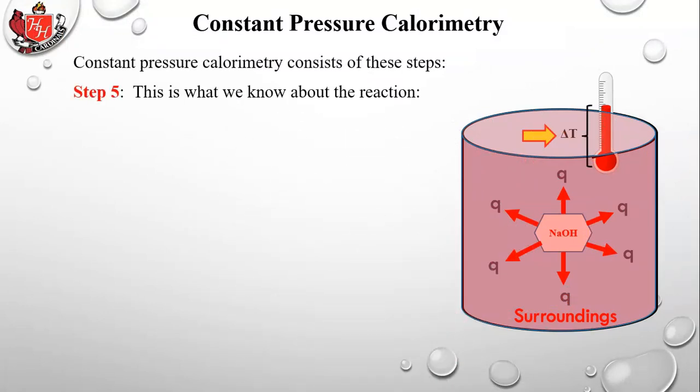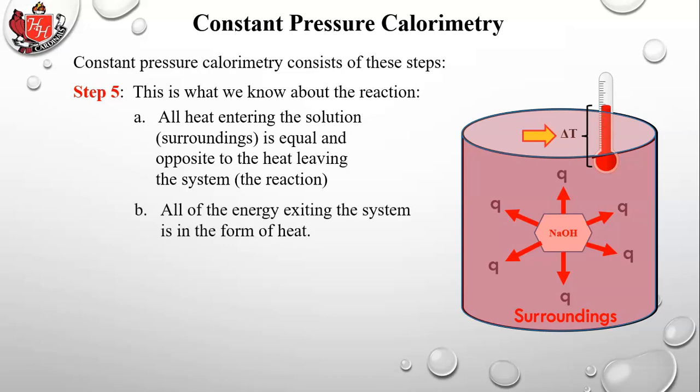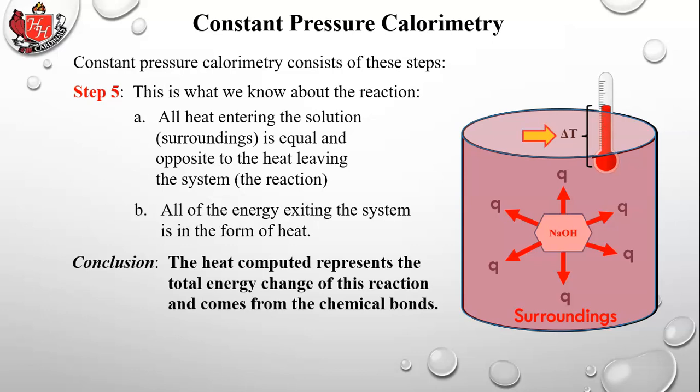Step 5, this is what we know about the reaction. All heat entering the solution, the surroundings, is equal and opposite to the heat leaving the system. That's the reaction. And all of the energy exiting the system is in the form of heat. And all of that energy came from the breaking and reforming of chemical bonds. So conclusion, the heat computed represents the total energy change of this reaction and comes from the chemical bonds.